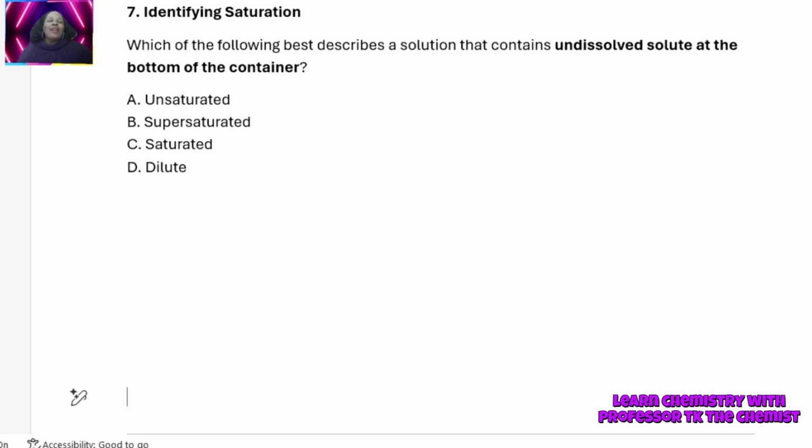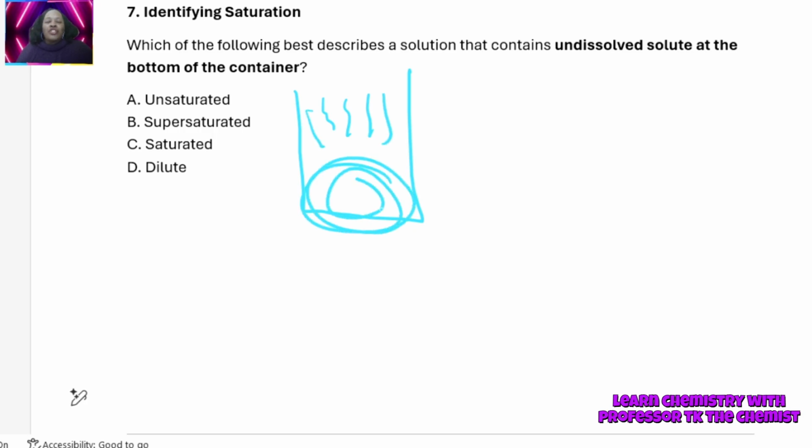Let me give y'all an example. If I'm making tea or Kool-Aid, and I have a bunch of water in there, and then I put a whole lot of sugar, to the point where all of that isn't going to dissolve, how can I best describe the solution? Unsaturated, supersaturated, saturated, or dilute.